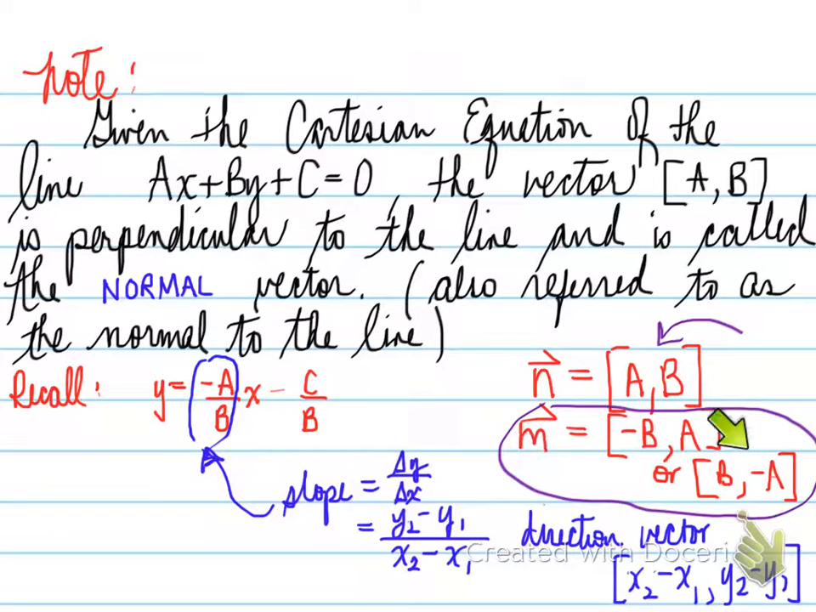So our direction vector starts off like this. But when you convert it to Cartesian equation, funny enough, the Cartesian equation coefficients of x and y turn out to be our normal vector, which we use n to represent. Cool. All right, let's go on to another example.